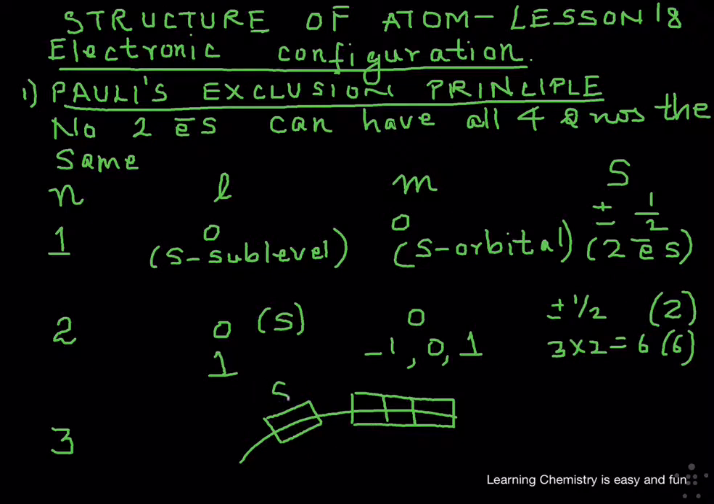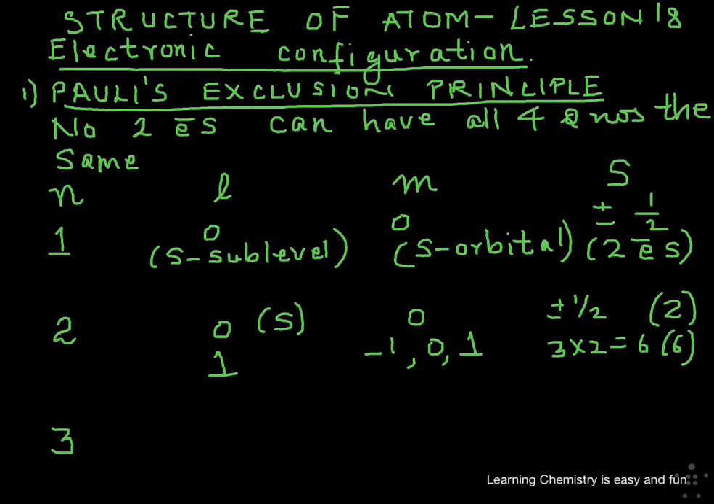So we have the s sublevel with 1 orbital, we have the p sublevel with 3 orbitals, we have the d sublevel with 5 orbitals, so on and so forth. Now, applying the Pauli's exclusion principle, we shall see how the electrons are present and how many electrons can be present in any sublevel as well as the orbital. To make things a bit faster, I have already listed them over here.